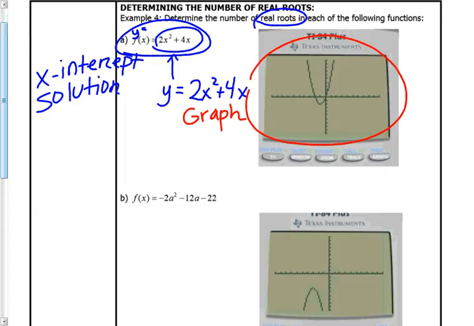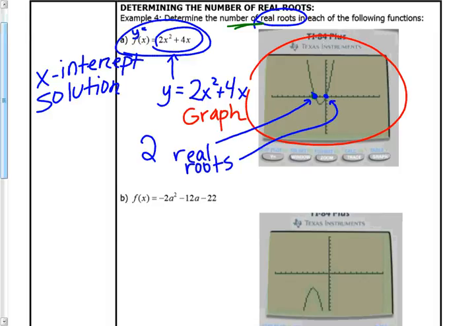So once I see the graph, in order for me to find the real roots, which means find the x-intercepts, I want to see where it crosses. And this one just says find the number, so how many of these do I have? Well, how many times does it cross my x-axis? It crosses once here, once right here, and another time right here. So this would have 2 real roots. They cross here and here, and there's 2 of them.